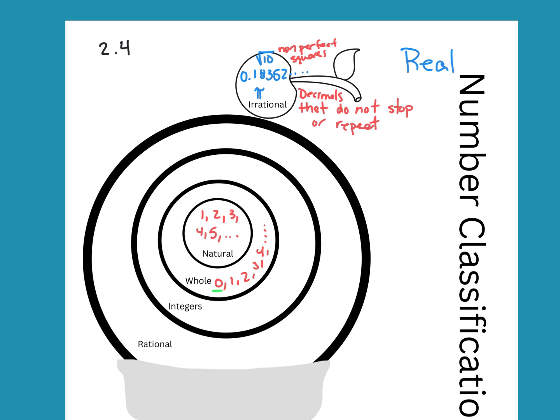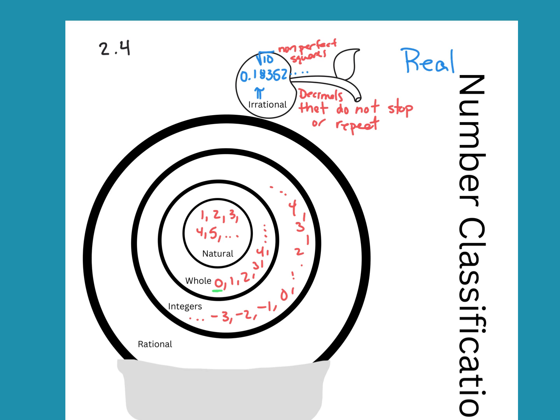So the smaller one can always be part of the bigger one, but the bigger one cannot always be a part of the smaller one. And then integers, we're going to add in the negatives. So it's going to have all these negatives, and then we'll go up to -3, -2, -1, 0, 1, 2, 3, 4, and so on.